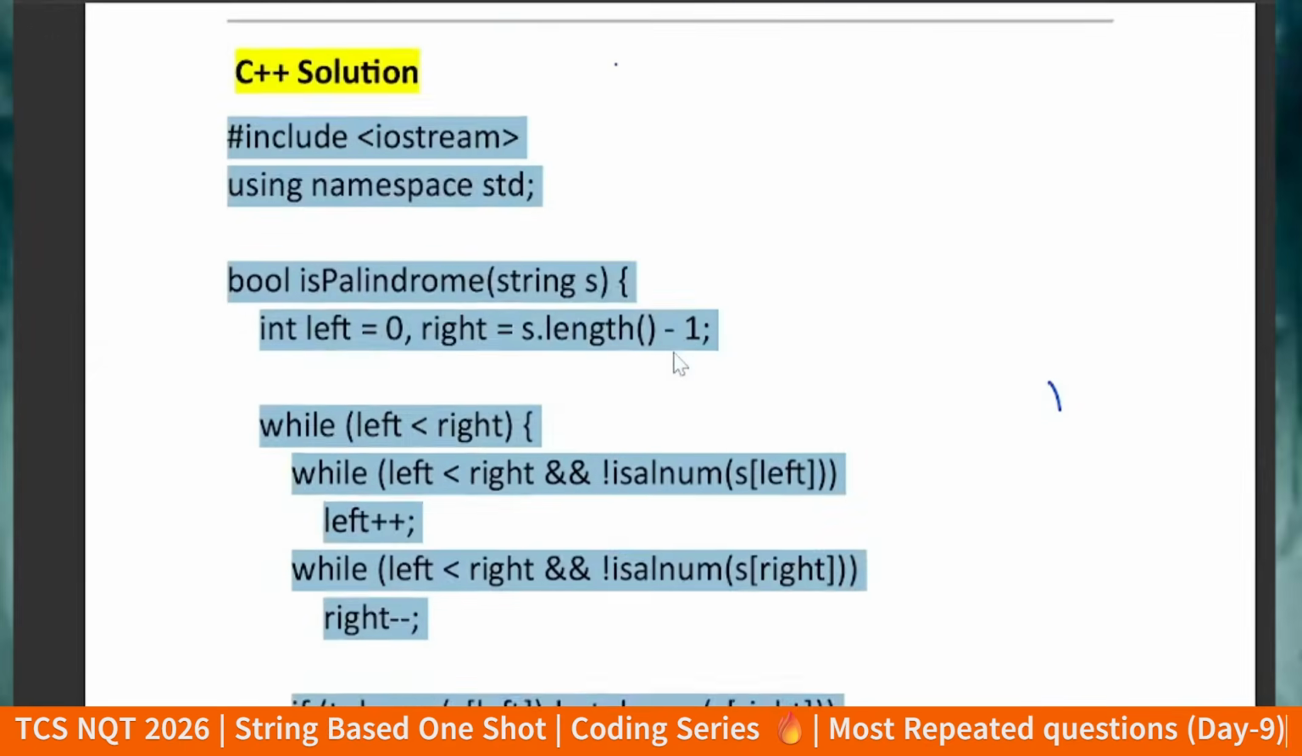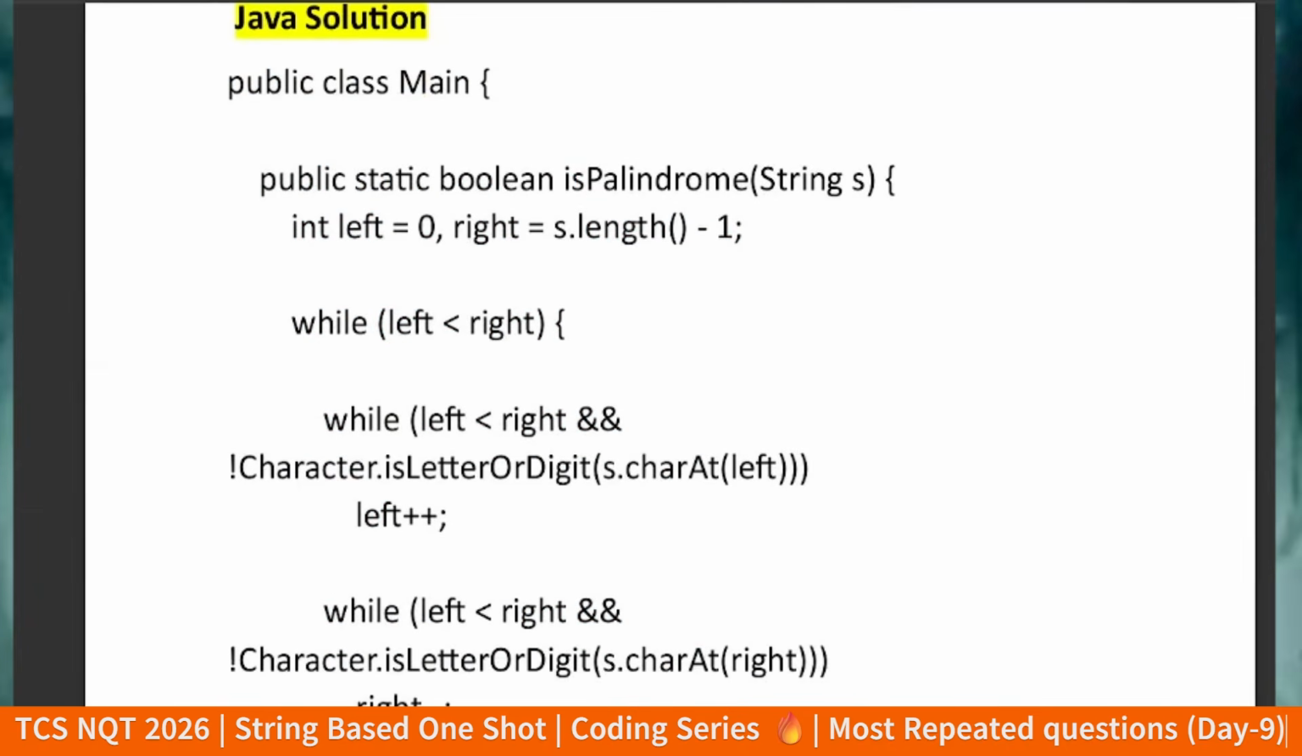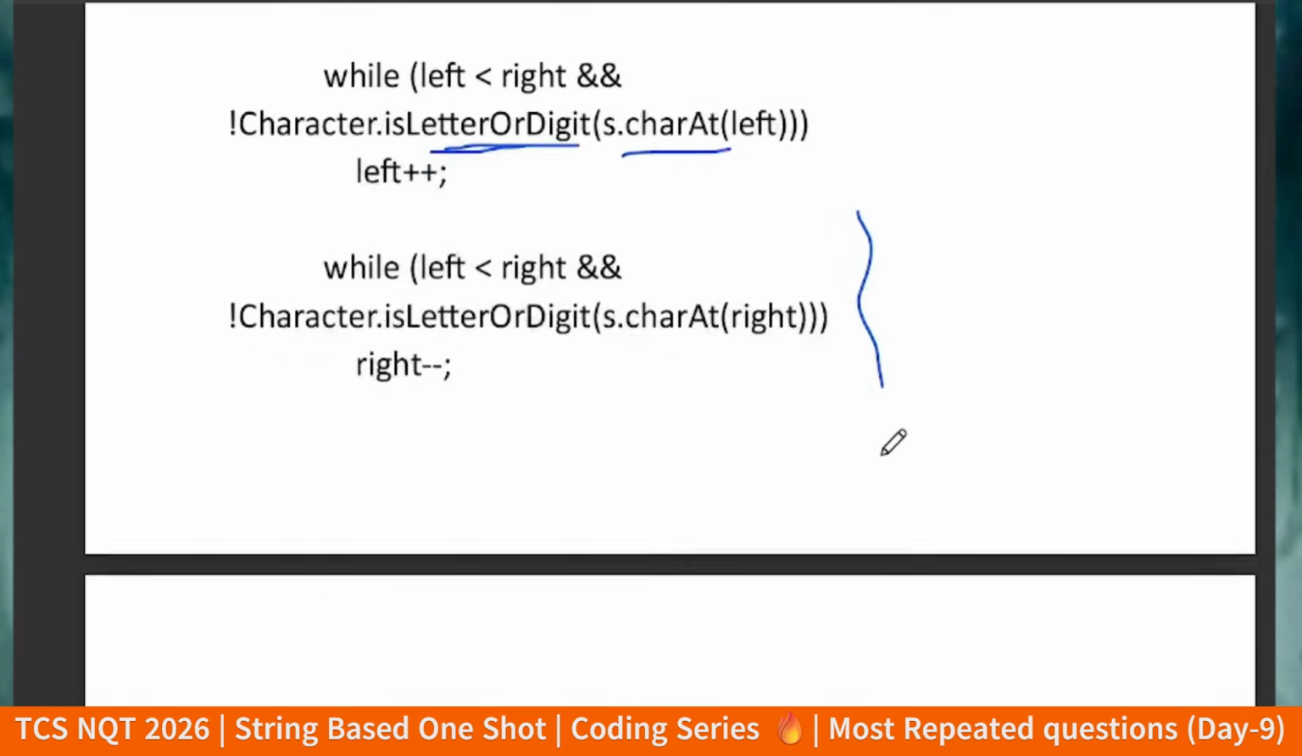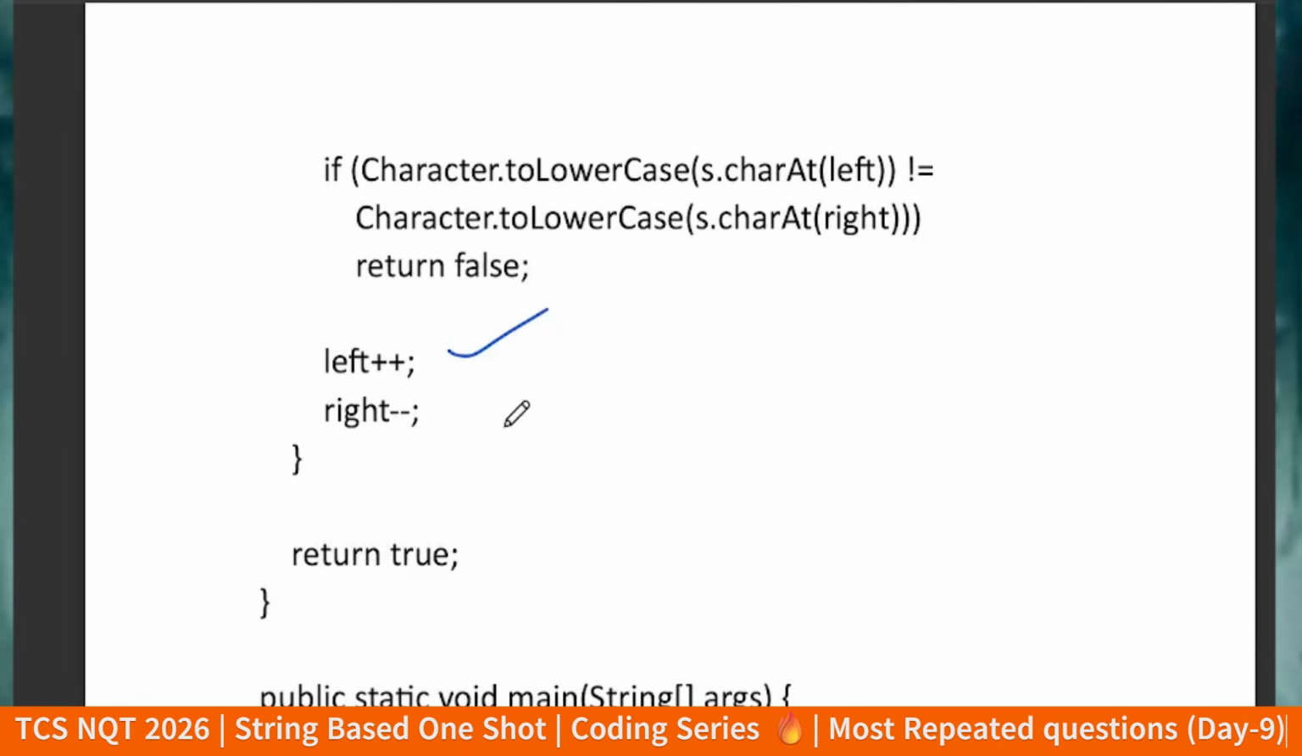Coming to the Java solution, so same things I'm applying, just left pointer, right pointer, and here the main catch is that I will use the function which is letterOrDigit. So this is the Java function, that is Character.isLetterOrDigit. Okay, and I will check the particular character at that index, so s.charAt(i). Same things I will do, and I will basically increase the left pointer and decrease the right pointer. Okay, so if it is not matching, then I will return false, means if the left pointer character is not matching with the right pointer character, then I will return false.